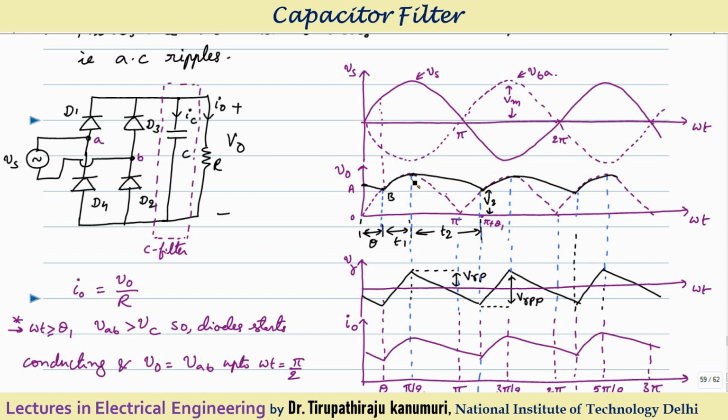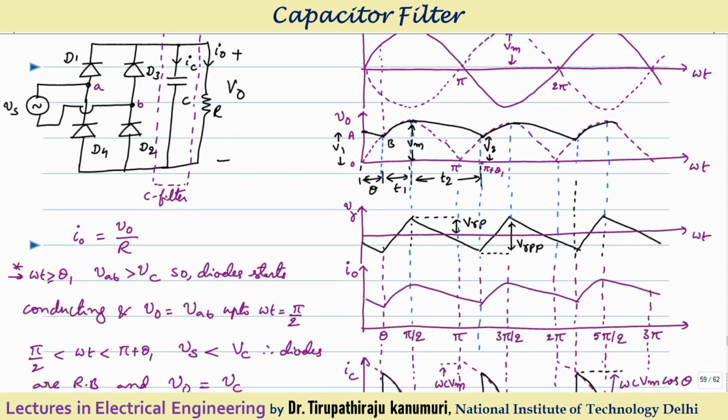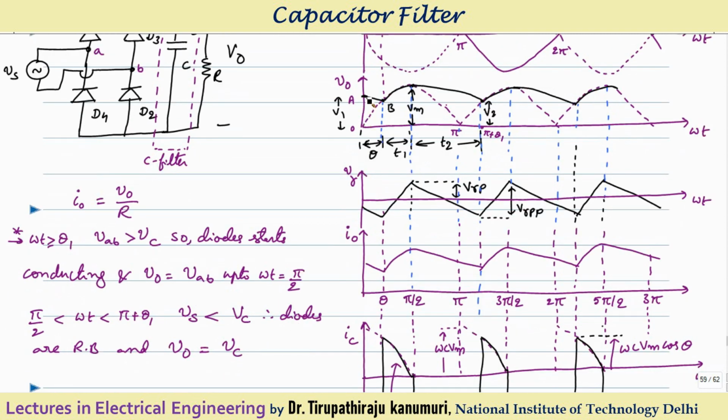So this value will be the maximum value. So this is my maximum value. It will change from the value V maximum to V2, and initially let us assume this value I am representing by V1. So now proceeding further, you can say your output voltage is varying like this.